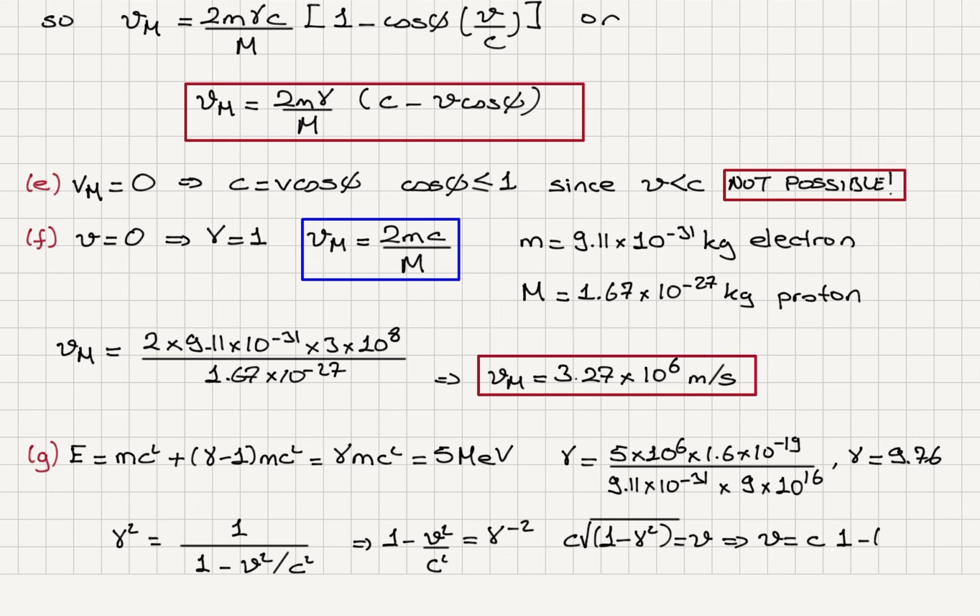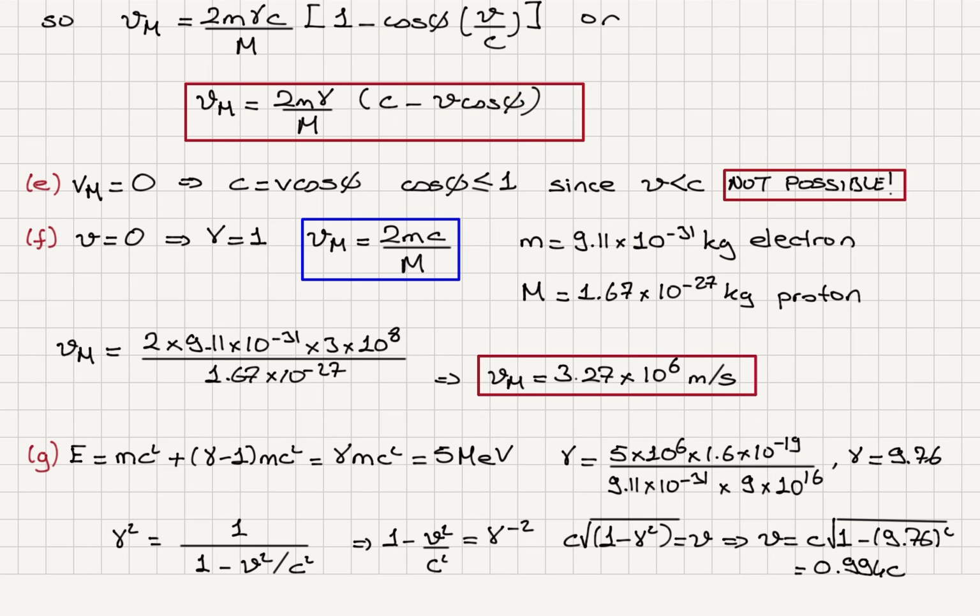So if I substitute the numbers here, v is equal to c times square root of 1 minus 9.76 to the power minus 2. So that is equal to 0.994 c. All right. So I have calculated v, or v over c rather, that's 0.994.